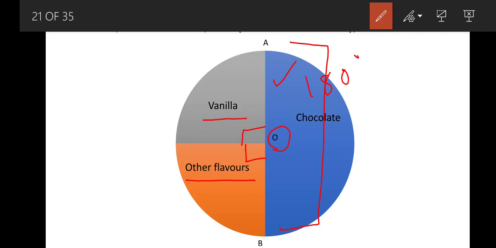The steps are, first of all, draw a circle with any radius, mark its center as O and radius OA, then make the angle for the first information, that is chocolate, it was 180 degree. So I have made for chocolate 180 degree, and then using the protractor you can make the other angles and you will be able to get this pie chart. This is your pie chart.